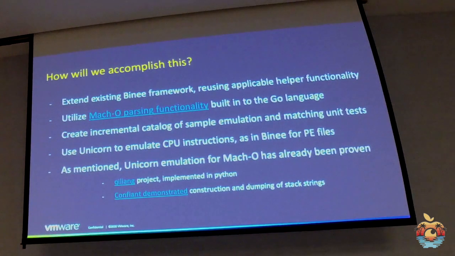And just take the existing code that's for PE files, and basically match that, do our Unicorn emulation. It's going to be smooth sailing, right? We're just going to emulate the same thing that we did with Binee for PE files. And again, this Unicorn emulation has already been proven, like I said before. We've got the Python implementation that's there, and the Confiant blog that showed this is pretty straightforward, right?